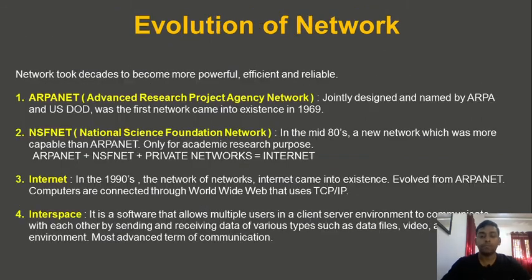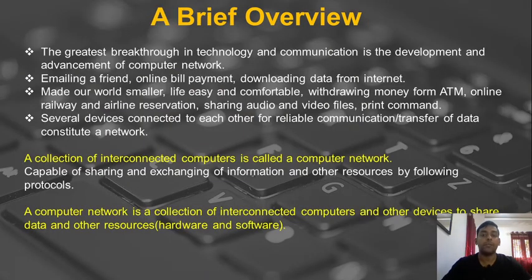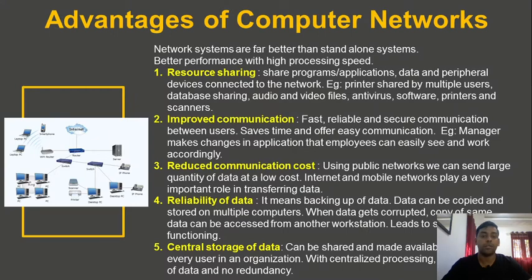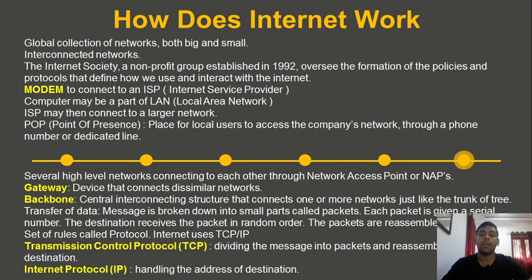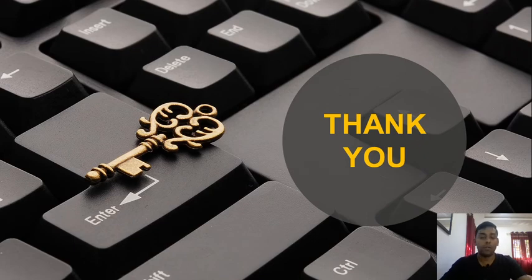So these were the topics. First we went through the overview: a network is a collection of interconnected computers to share data, information or resources. Then features or advantages, then evolution, and finally we have seen how the internet works. We have also seen devices like modem and gateway, then backbone, point of presence, and TCP/IP protocols.